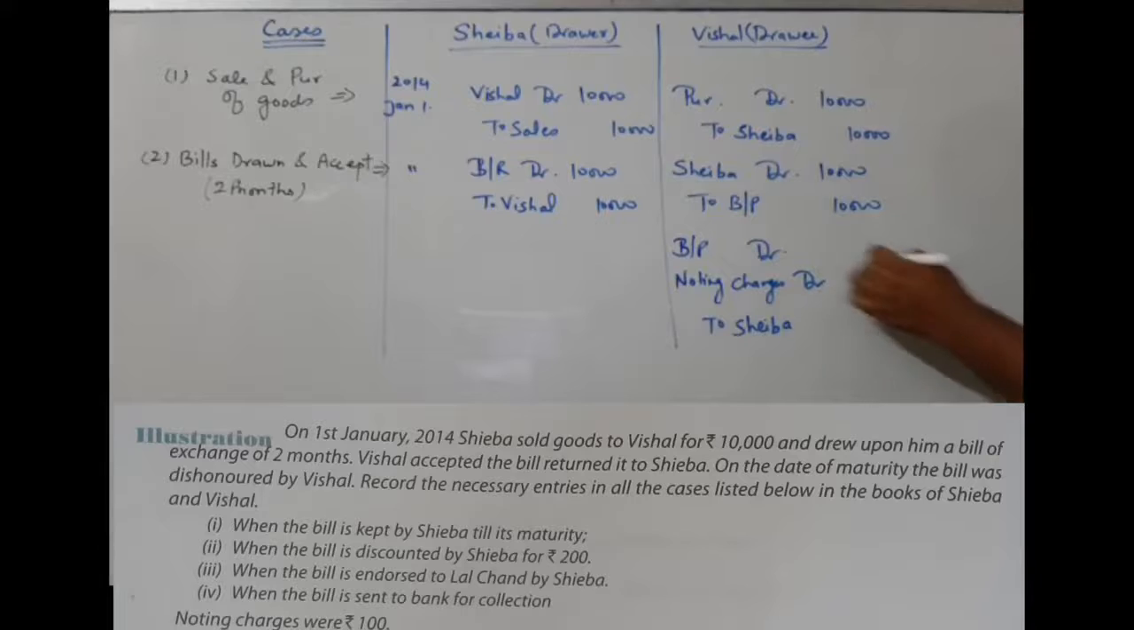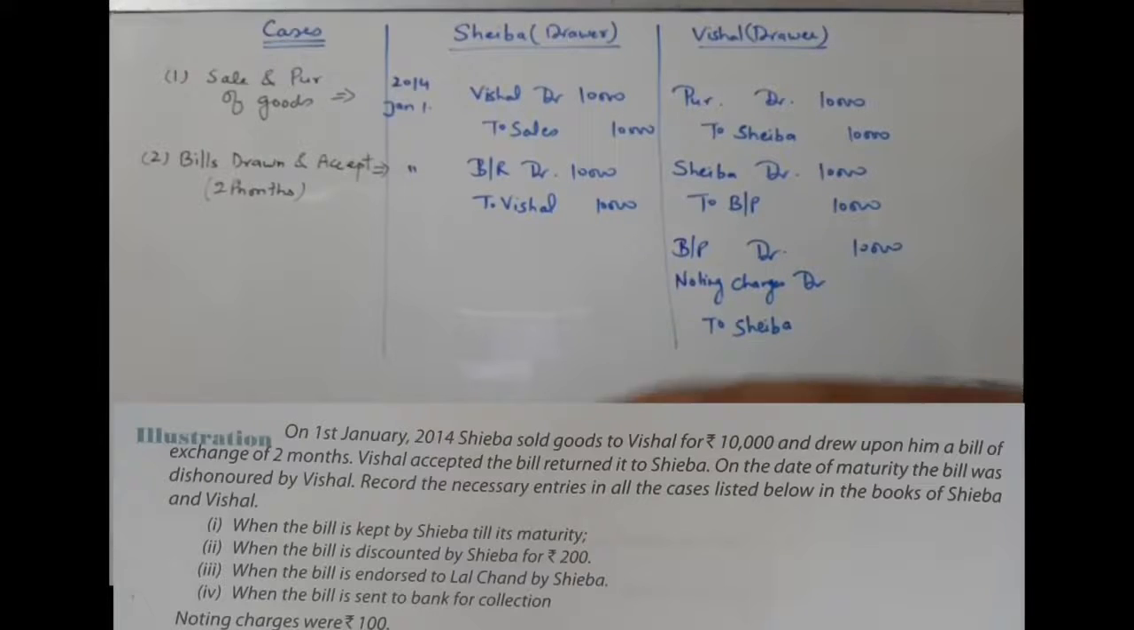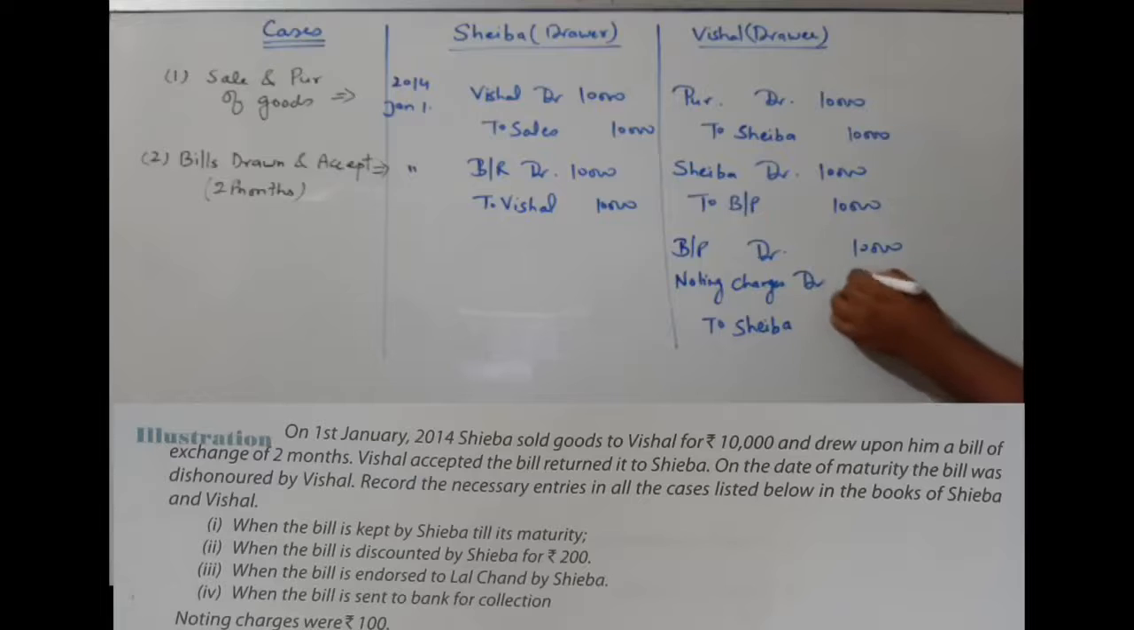So what is the amount of bill? That is 10,000 according to the question, as well as what is the amount of the noting charges? The amount of noting charges will be, according to the question, 100. So the total amount paid to the SIBA, that is 10,100, by the Vishal to the SIBA.